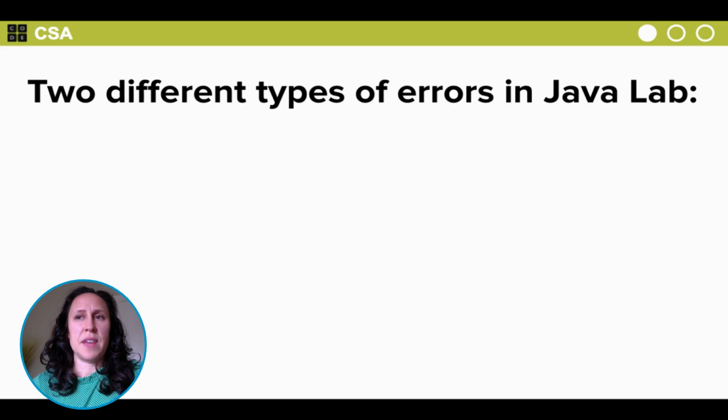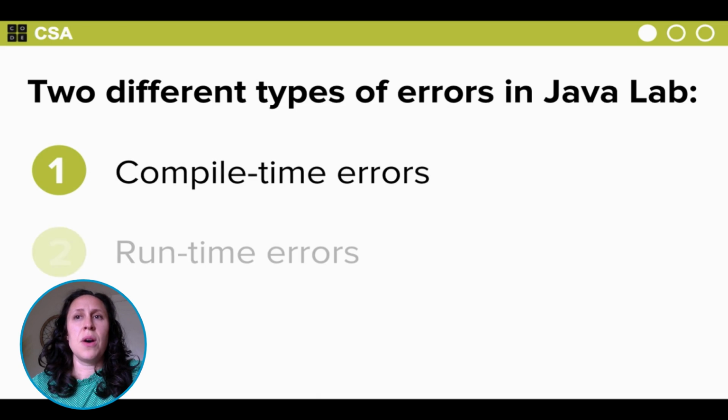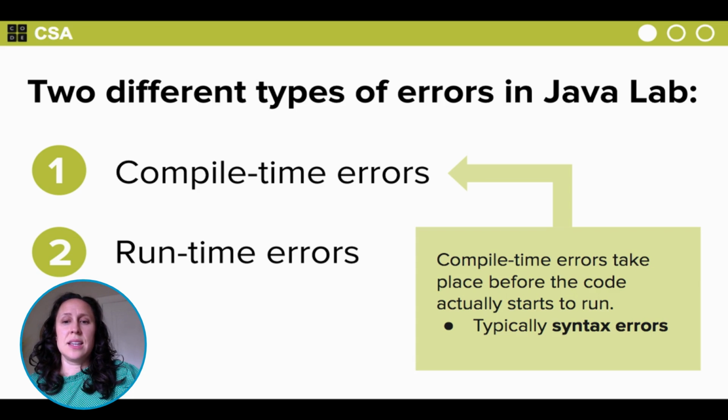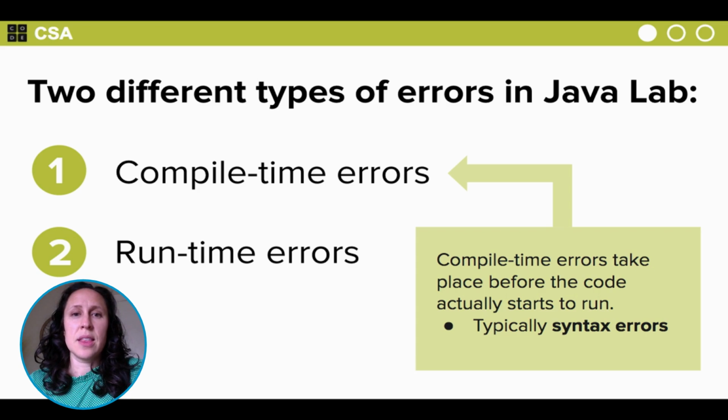There are two different types of errors you'll see in the console: compile time errors and runtime errors. In this video, we're going to focus on compile time errors. Compile time errors take place before the code actually starts to run. Typically, these are syntax errors. Syntax errors are mistakes in the code that do not follow a programming language's syntax. Let's take a look at our first example.